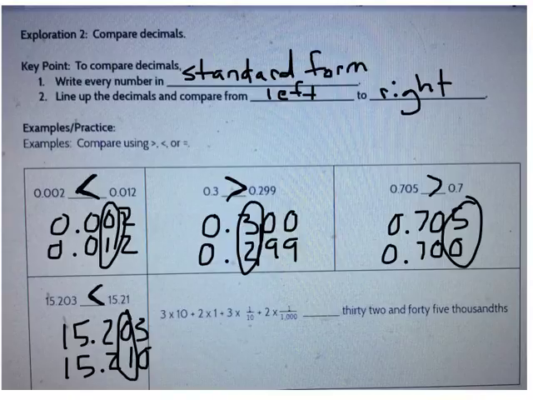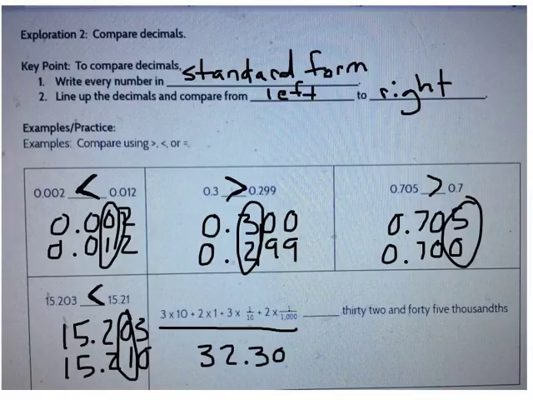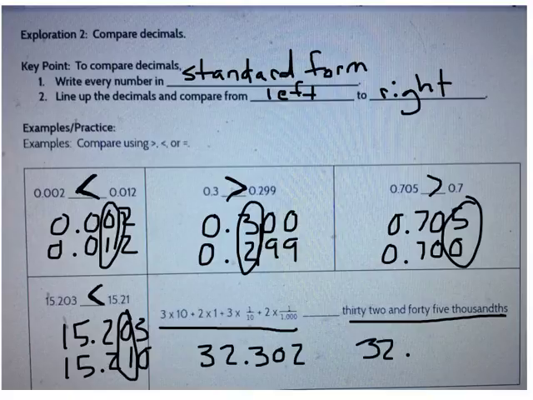Now I need to compare two decimals that aren't written in standard form. To do that, I need to write them both in standard form. How do I write the first number in standard form? Well, it's 32 and 302 thousandths. How do I write the second number in standard form? It's 32 and 45 thousandths.